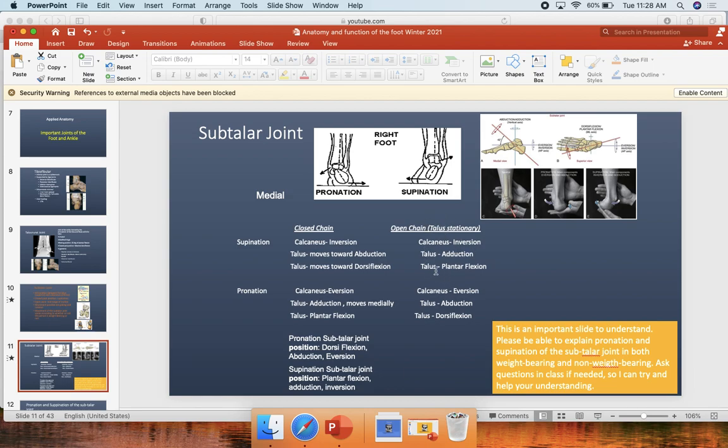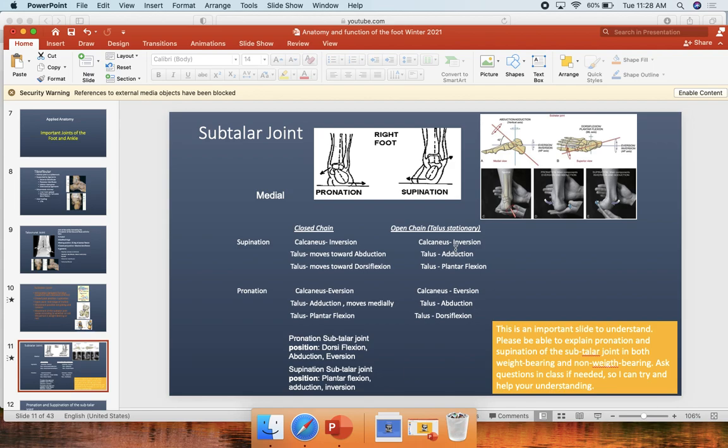We can describe this here, supination in an open chain scenario. The calcaneus is inverting, the talus is adducting or moving to the midline of the body, and we're going into plantar flexion as we supinate. Now, I want you to contrast that. Go ahead and plant your feet firmly on the ground. Now I want you to supinate.